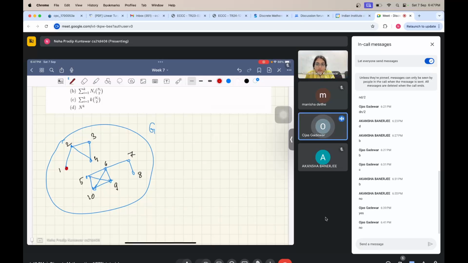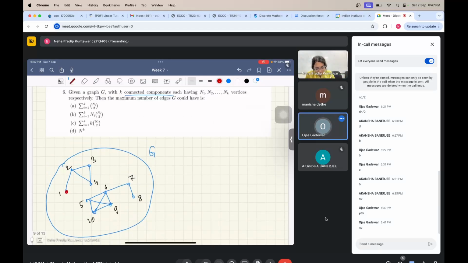Then we can reach vertex 2, and then 4 if the edge is given, right, and 3 also. Right. And can you reach any of the vertices here? Yes, ma'am. How do you reach from 1 to say 5, or which vertices can you reach from 1?